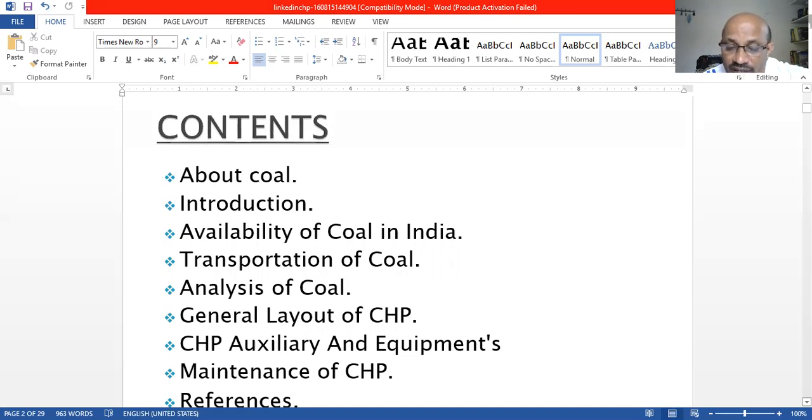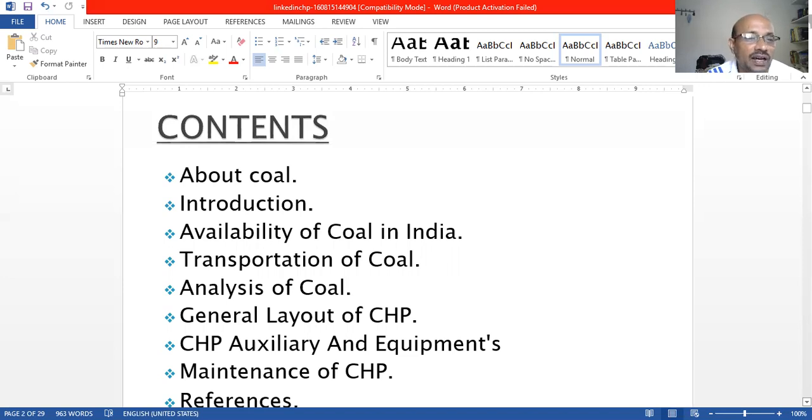So scales will be there, coal meters will be there, hoppers and samplers will be there. Finally, it will go to the firing equipment. These are the things I discussed now, the various stages of coal handling.